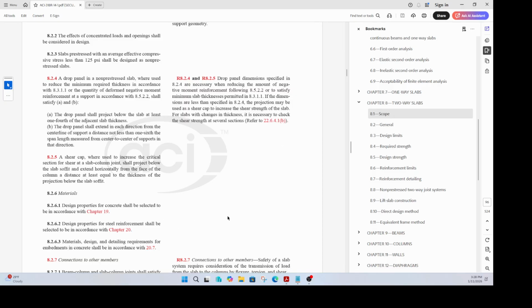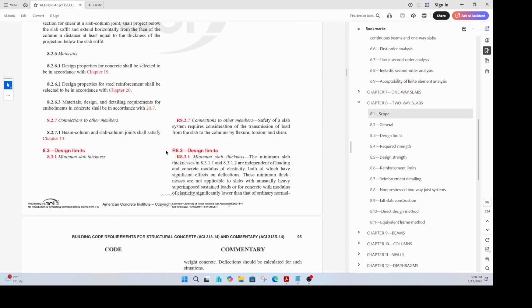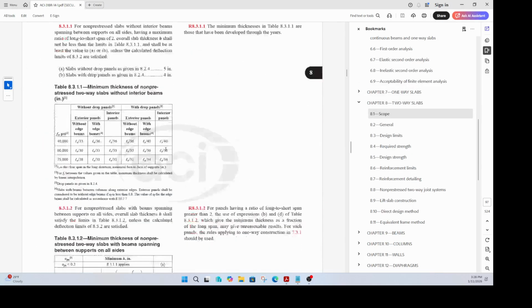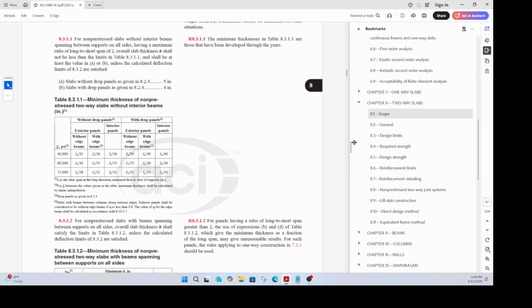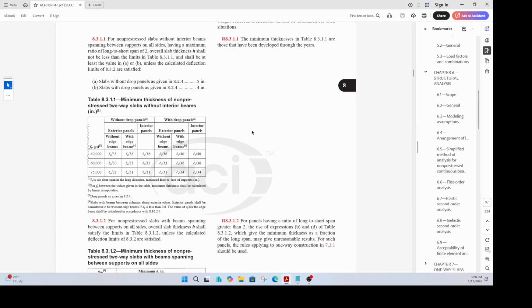Okay, let's move on. We talked about shear cap. This is a pretty important section. Again, very light on pictures, but pretty heavy in terms of visualizing. That makes it very heavy on visualization. Okay. So firstly, this is about calculating the minimum thickness of a two-way slab without interior beams between supports.